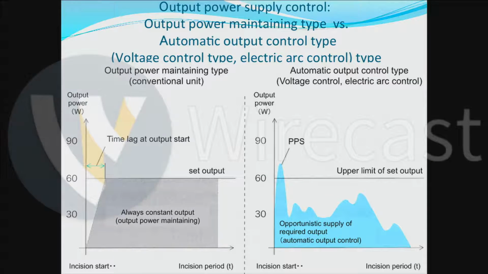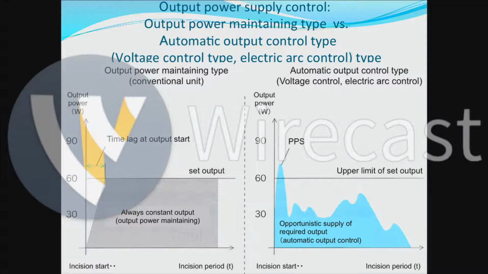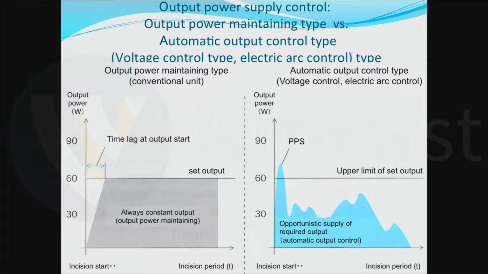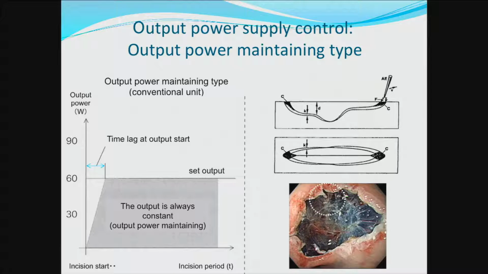While ICC and Bio have a newly invented automatic output control type, voltage control type, or electric control type. There is no time lag at output start, with a power peak system, and required output supply is opportunistic.